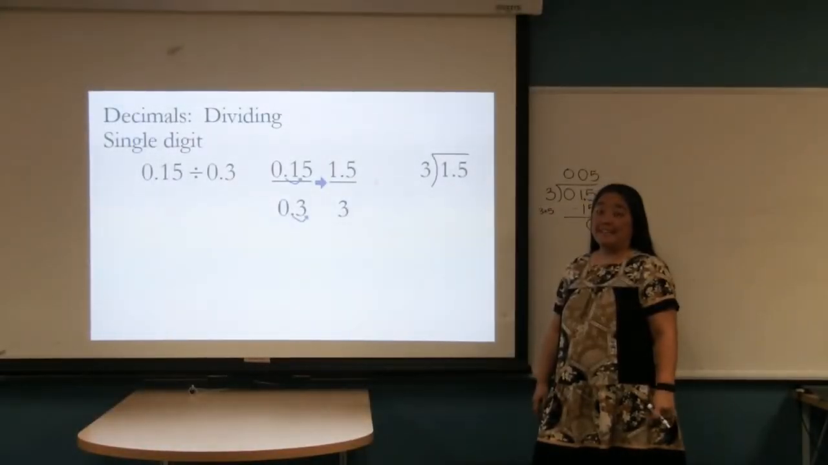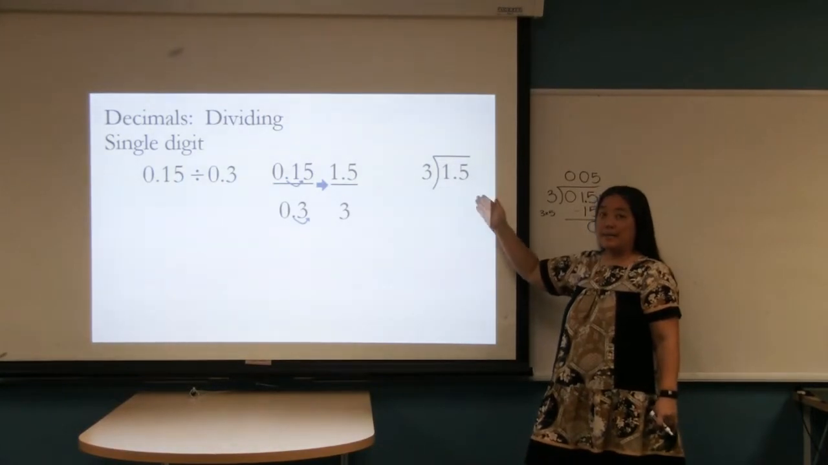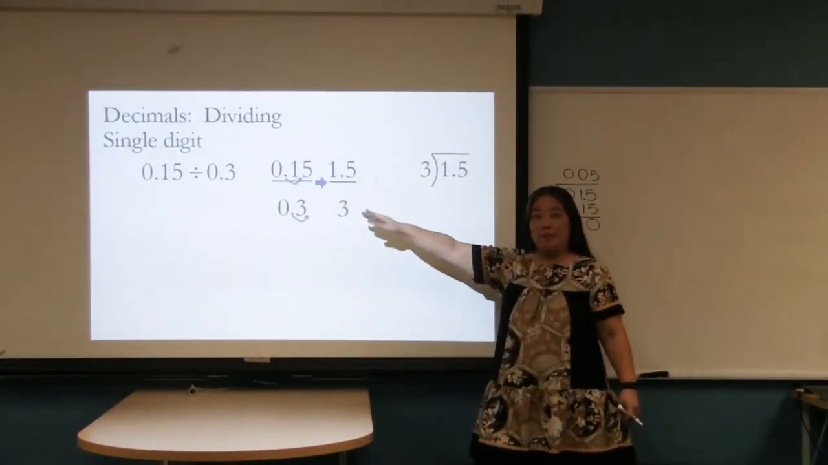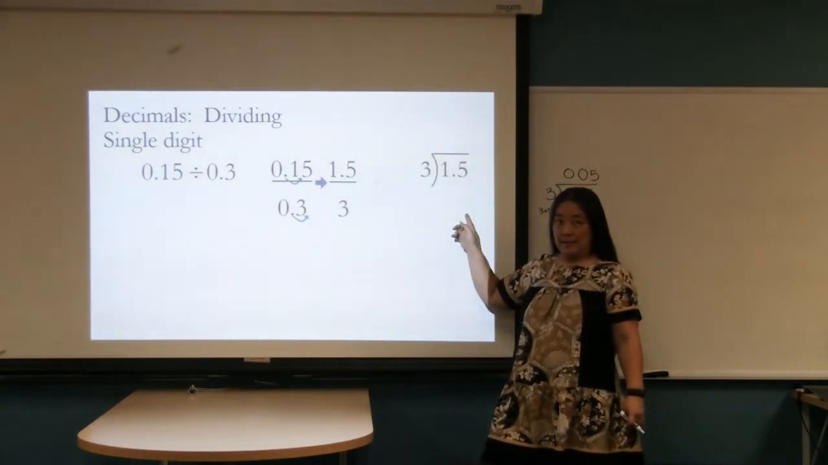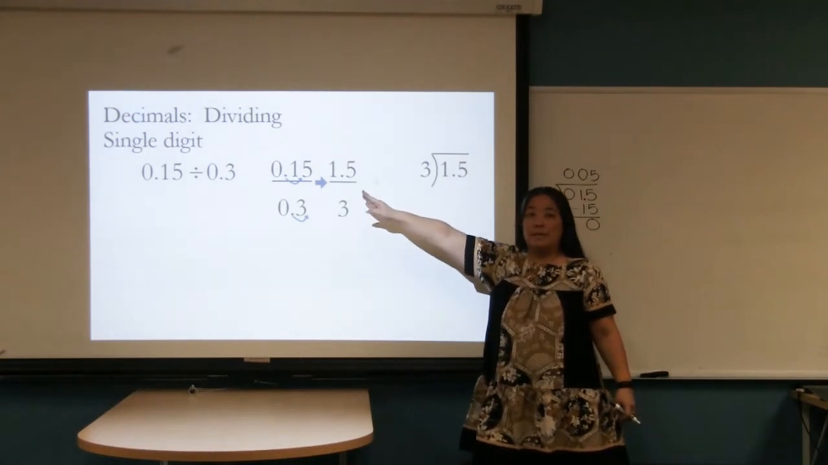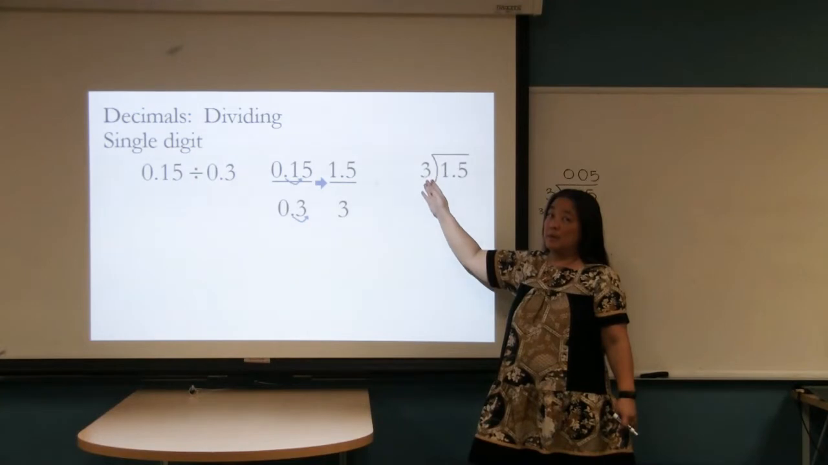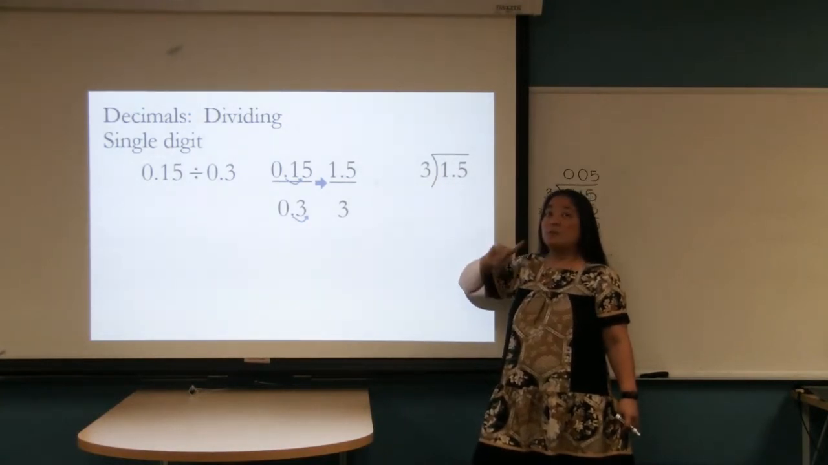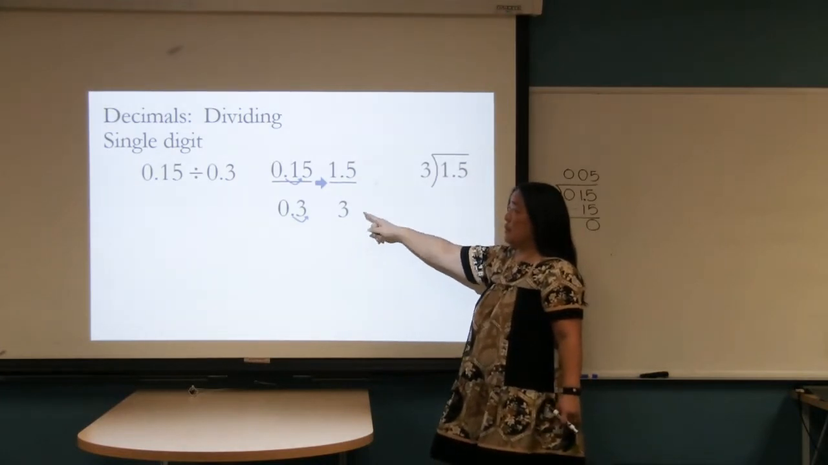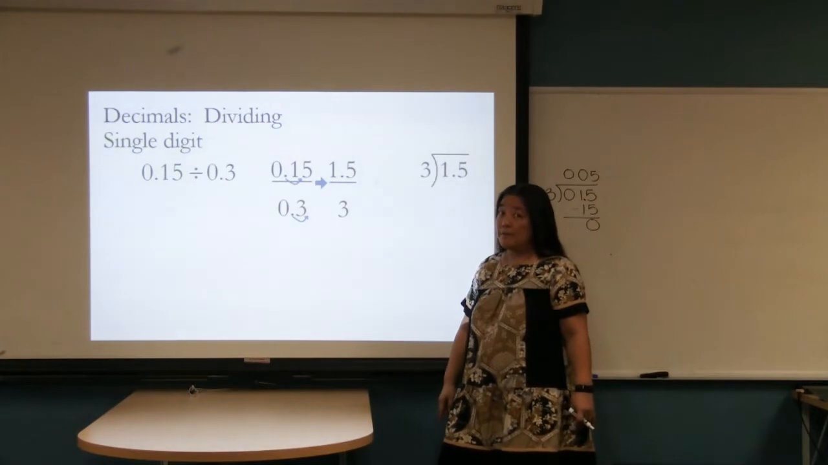Decimals, dividing, single digit. Again, left to right, top to bottom, inside out. But you'll notice that a change happened between the original problem and the inside out version. We can't have a decimal in the second position. We can't have a decimal on the bottom, and we can't have a decimal here on the outside. So in order to fix that, what we did was we moved the decimal over one place on the top and the bottom. You must do it on both, otherwise it's not fair.